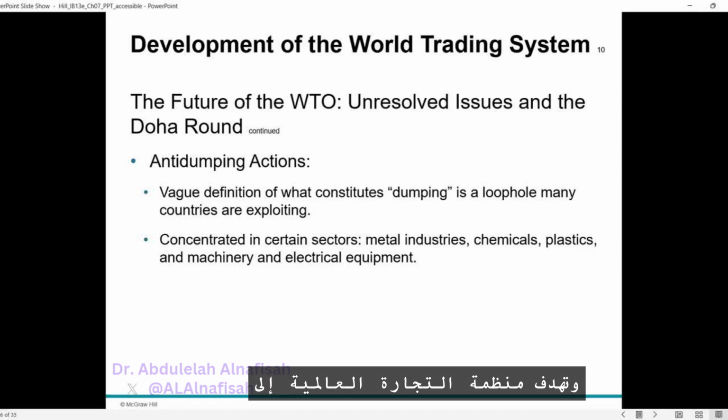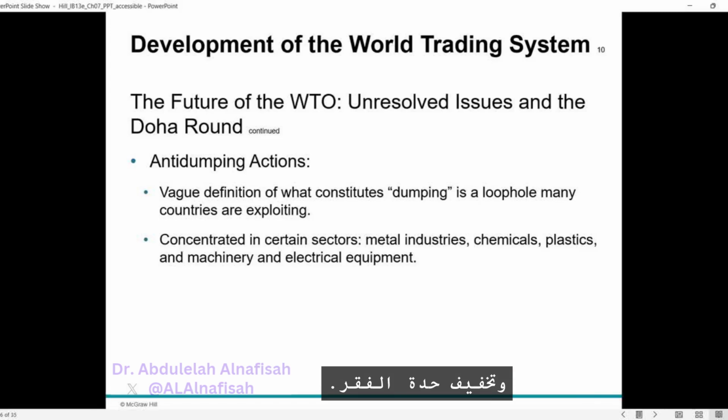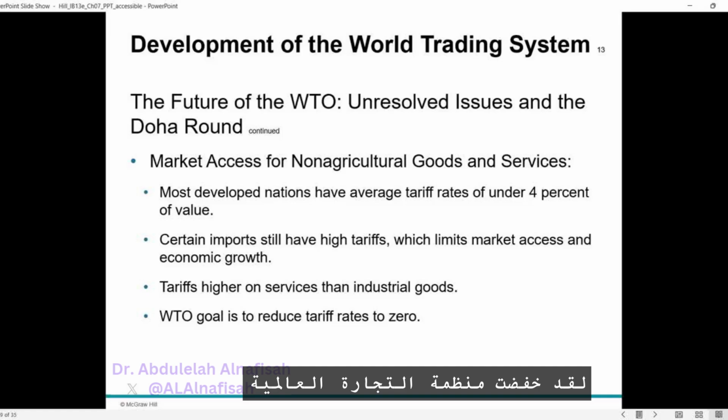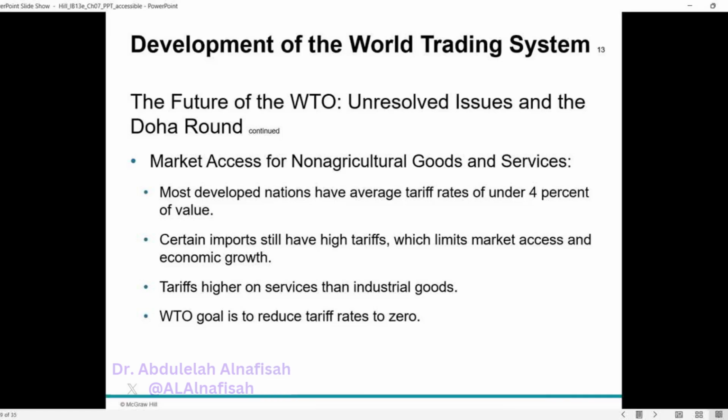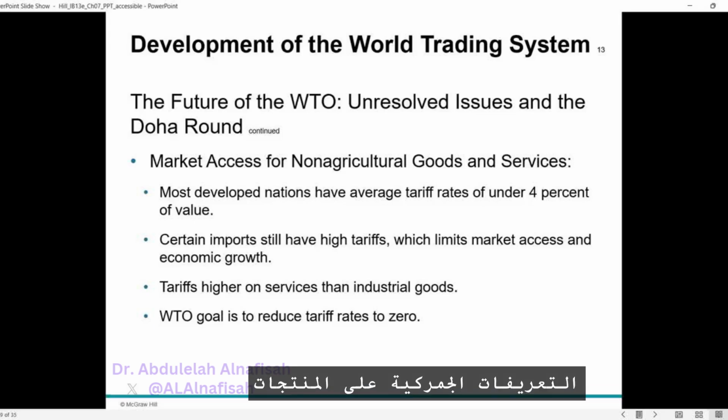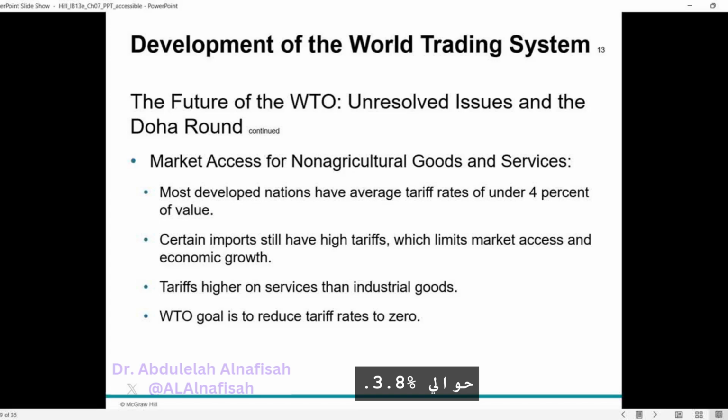The WTO aims to address these challenges through ongoing discussions like the Doha Round, which began in 2001, emphasizing the potential benefits of reducing trade barriers, enhancing market access, and fostering global economic growth and poverty alleviation. The World Trade Organization, WTO, and the General Agreement on Tariffs and Trade, GATT, have significantly reduced tariff rates on non-agricultural products, with most developed nations averaging around 3.8%.